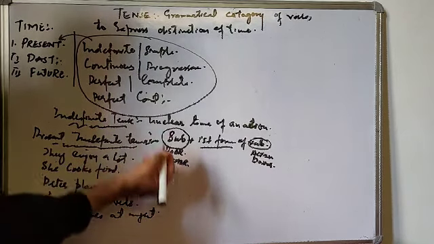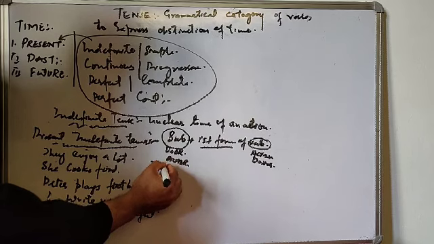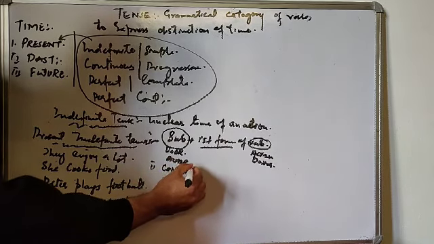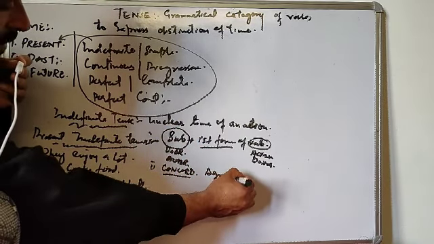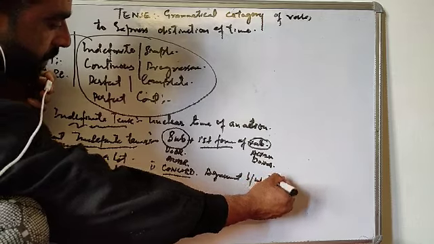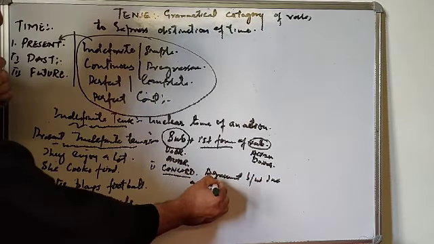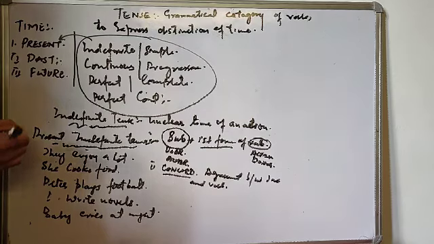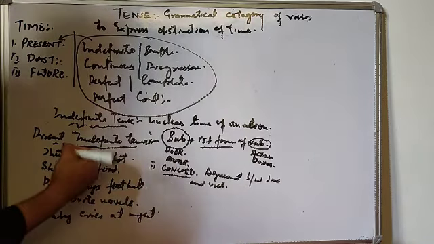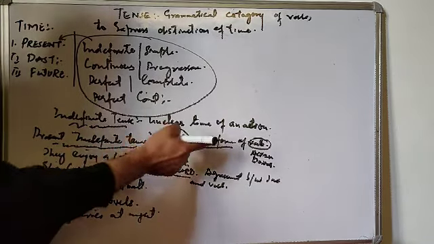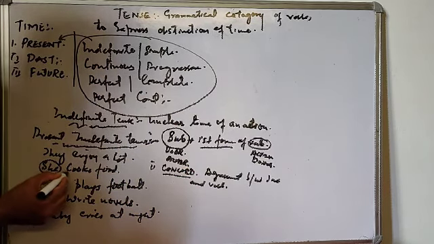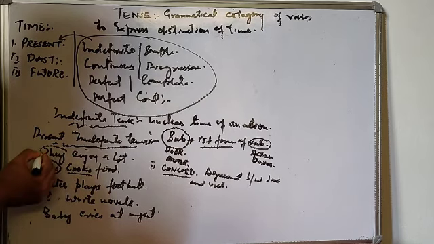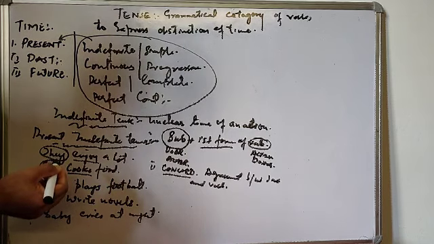What's the rule here? The rule is called concord. Concord means agreement between subject and verb. What happens between subject and verb? If subject is singular, verb has to be plural. If subject is plural, verb has to be singular. There is an inverse relationship between subject and verb.